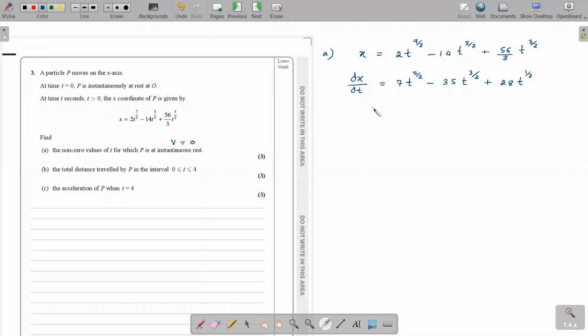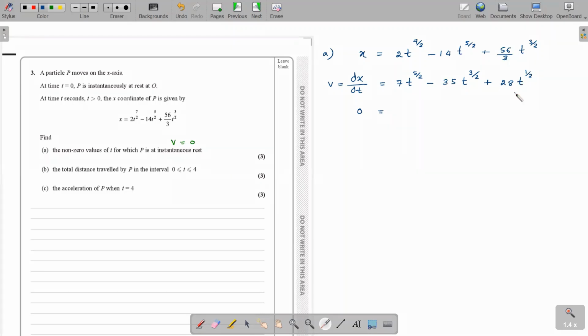Okay, so then we'll continue simplifying. dx by dt is our velocity, and at instantaneous rest the velocity will be 0, right? So we have 7t to the power 5 over 2, minus 35t to the power 3 over 2, plus 28t to the power half. I hope all of you are clear about the 7 here, how the 2 became 7, because 2 multiplied with the 7 over 2. When we differentiate, we take the power in front and then we subtract 1 from the power. So that's how all these values came at this point.